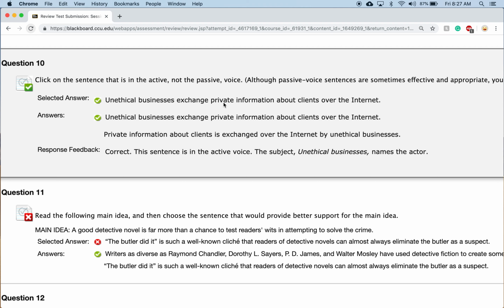Click on the sentence that is active, not passive. That's talking about your verbs. Unethical businesses exchange private information about their clients over the internet. Private information about clients is exchanged over the internet. Is exchanged is a wordy verb. You have a to be verb with your actual descriptive verb, where the correct one was one nice solid verb. Unethical businesses exchange private information.